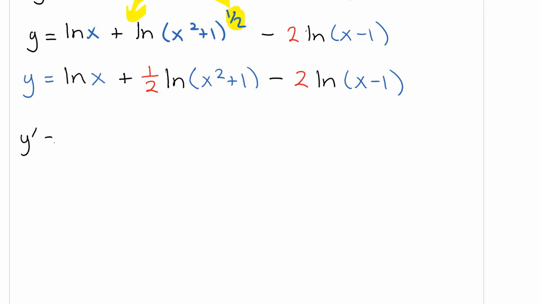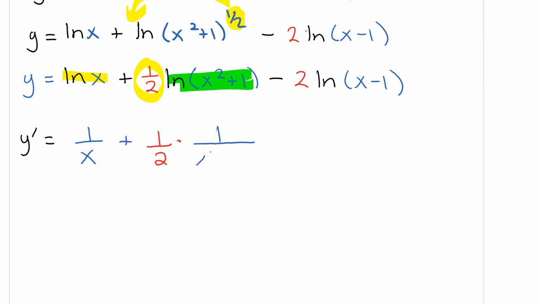So y prime equals, now the derivative of ln x is just 1 over x plus, now there's a constant here, so constants can remain, so 1/2 times, now the derivative of ln of something is always going to be 1 over that something, and that something here is now x squared plus 1. And then I need to take the derivative of that inside guy.